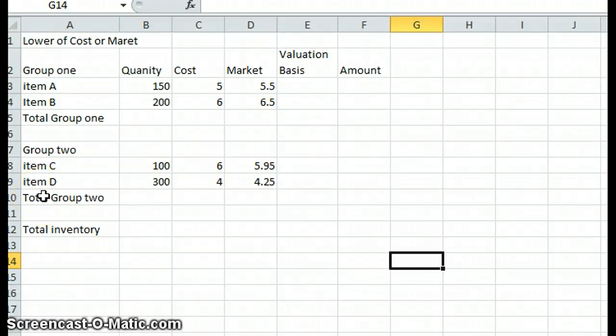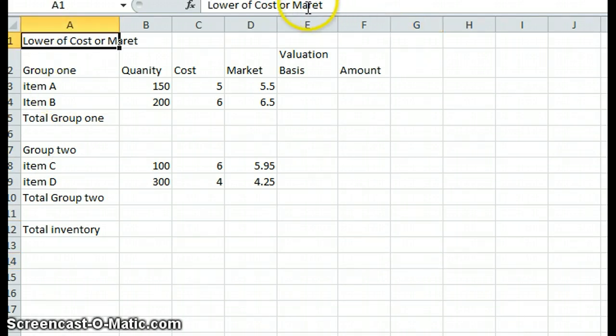Today we're going to talk about inventory valuation, thinking about the lower of cost or market value. In accounting, we want to make sure that we value inventory at the lower of one of the two: the cost, which represents how much we paid for it, and the market, representing how much we can sell it for.